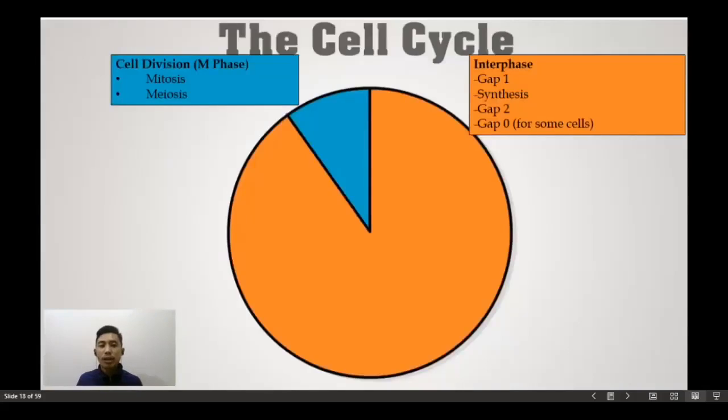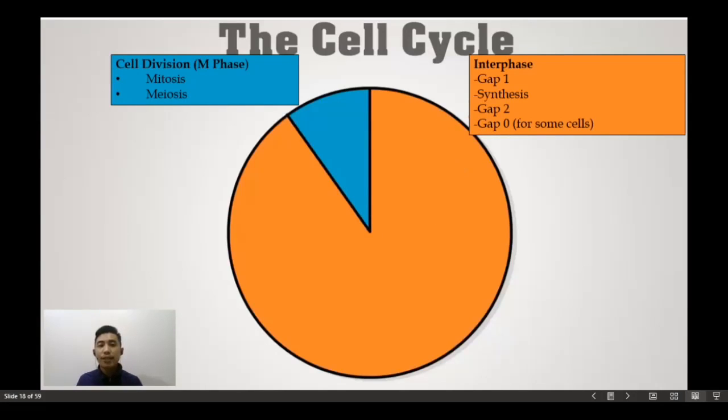This pie chart shows the portions of the cell cycle, and it is evident that the cycle is composed of two major parts: the one coded in orange and the one coded in blue. Let us first focus our attention on the orange portion. This portion is called the interphase.